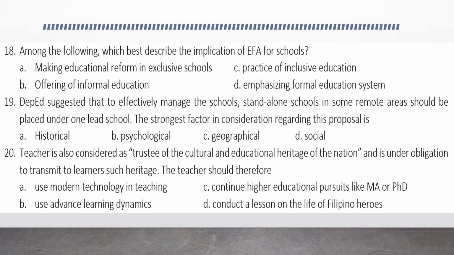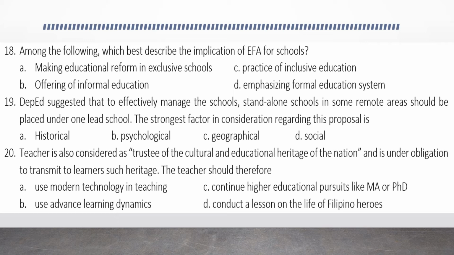Okay? So, asa diha, the correct answer is, pagmintag, letter A, making educational reform in exclusive schools. When we say exclusive schools, naaray exclusive na estudyante nga dawaton. Example, kini nga eskwelahan intended for mga bright na mga bata. Okay, that is exclusive school. Letter B, offering informal education. Informal ra gi-offer, wala ang formal. So therefore, wa siya ning agree sa EFA or wa siya ning imply og policy on EFA.